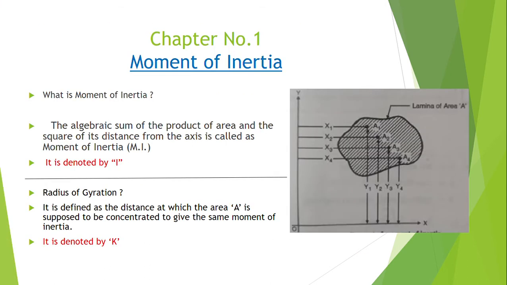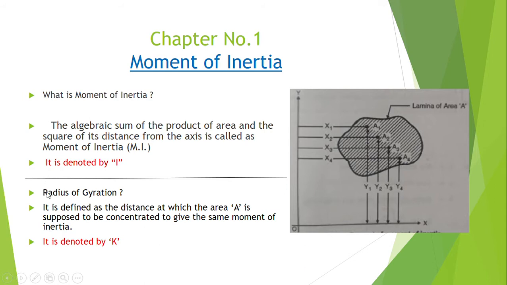So let's start. Before that, we will study the definition of moment of inertia. It is the algebraic sum of product of area and the square of its distance from the axis. It is denoted by I. You can see in this figure A1, A2, A3 and A4 are the areas of the elements, whereas x1, x2, x3, x4 and y1, y2, y3, y4 are the distances of those elements from the y-axis and x-axis respectively.